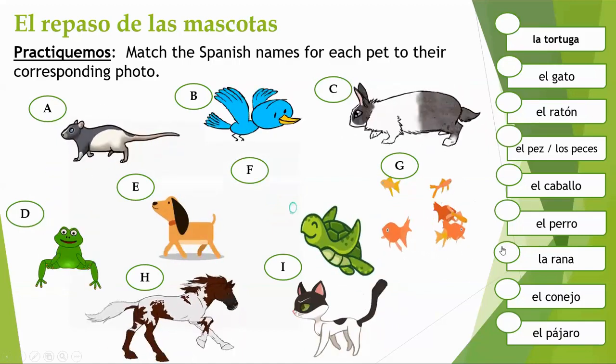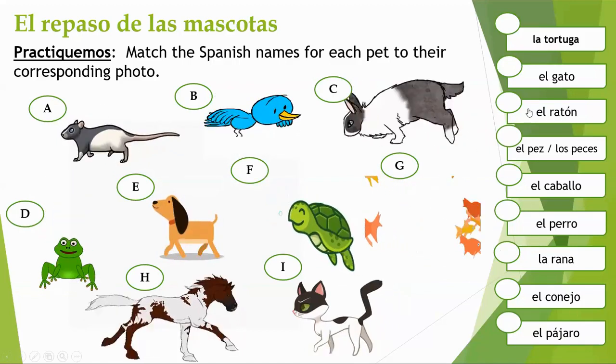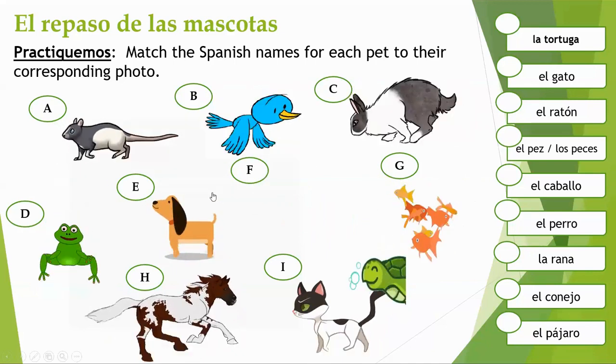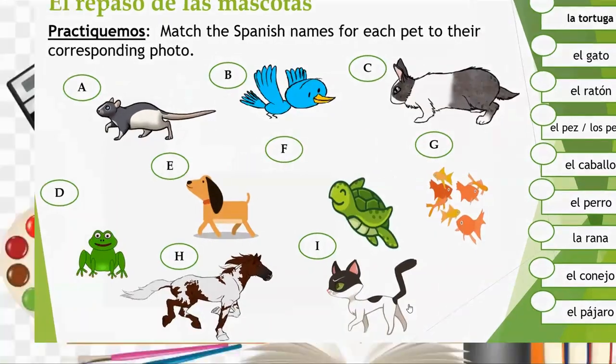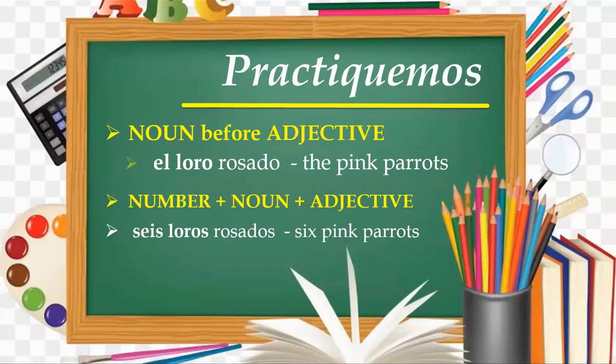All right. So again, now you know once it gives you the vocabulary, you're going to go straight into getting some practice with these words. All right. And again, look at it. It says el loro rosado. Notice where that word pink comes. It comes at the back of the noun. It comes after the noun. So with the pink parrots, we don't say el rosado loro. We say el loro rosado. All right. The noun comes before the adjective.